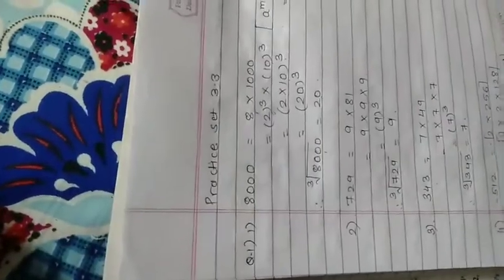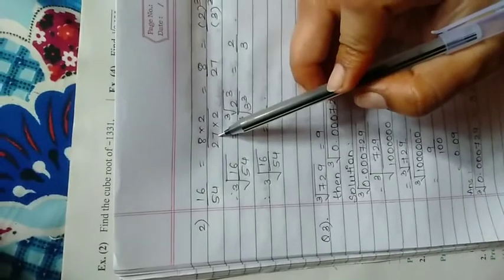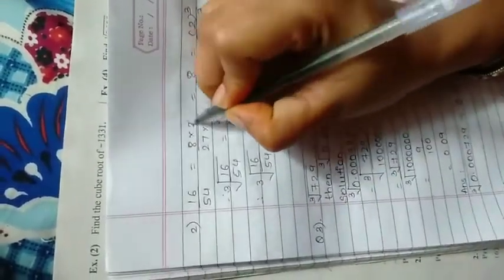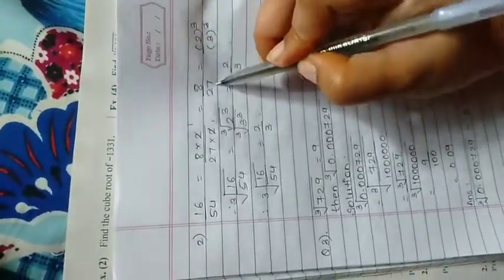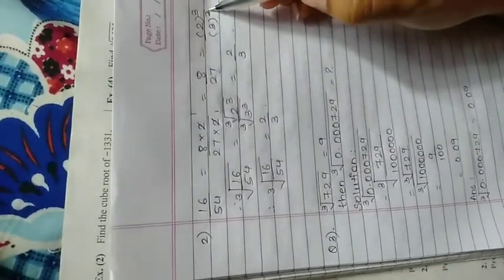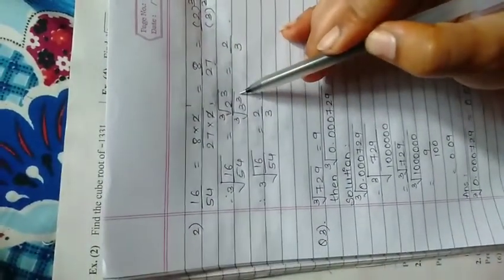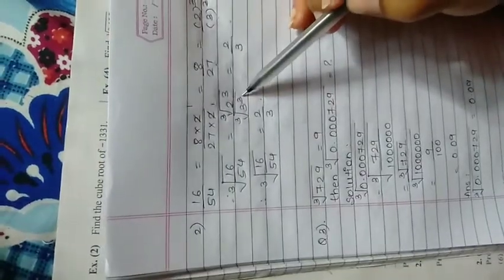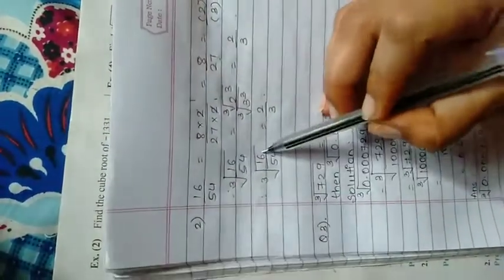Moving ahead to the second sum. The second one is 16 upon 54. 16 can be written as 8 2s are 16 and 54 can be written as 27 2s are 54. 2 1s are 2, 2 1s are 2. We are left with 8 upon 27. 8 is the cube of 2, 27 is the cube of 3. So this becomes 2 to the power 3, 3 to the power 3. Everything is under cube root. So this becomes 2 upon 3. So therefore the cube root of 16 upon 54 is 2 upon 3.